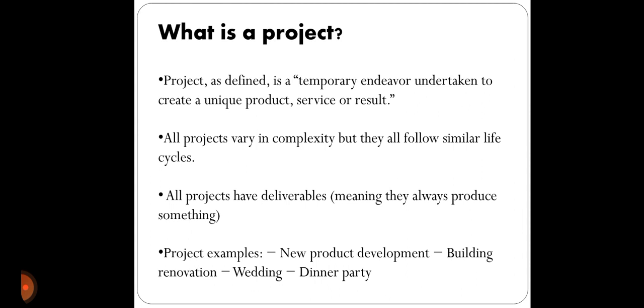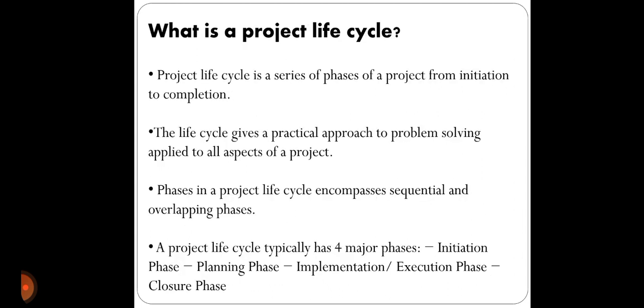For example, new product development, building renovation, a wedding, or a dinner party are some examples of projects from which we get an actual product. Now, there is also a project life cycle, through which a project has to pass all the sequences. What is a project life cycle? It is a series of phases of a project, from initiation to completion, from start to end. The cycle gives a practical approach to problem solving. During this approach, we come to know the actual problems we are facing during our project.